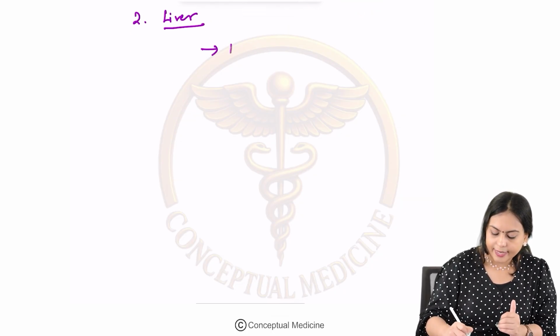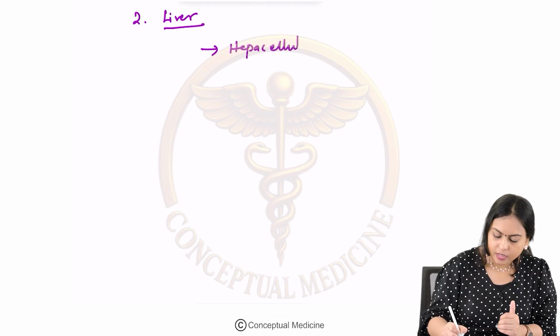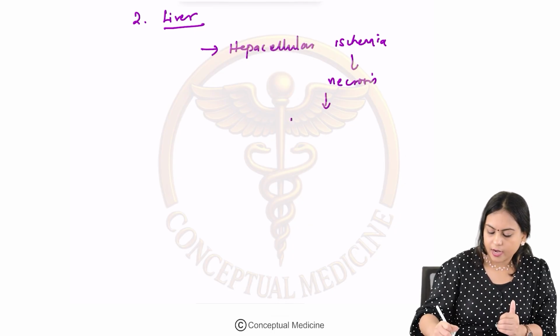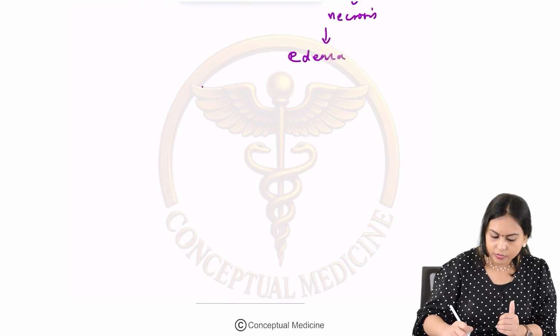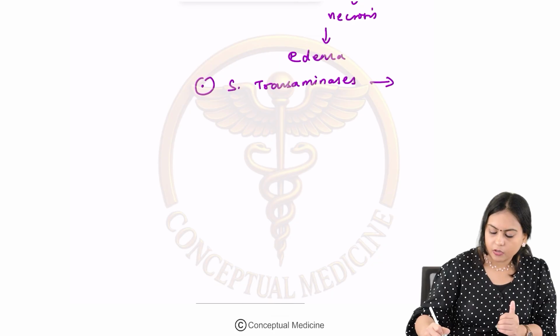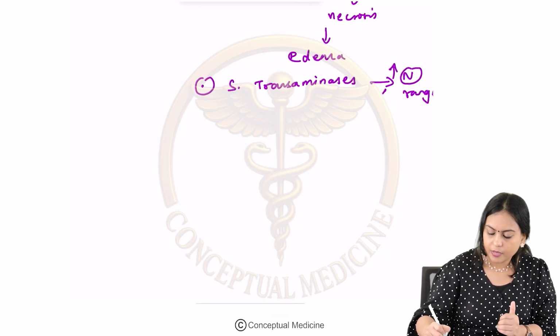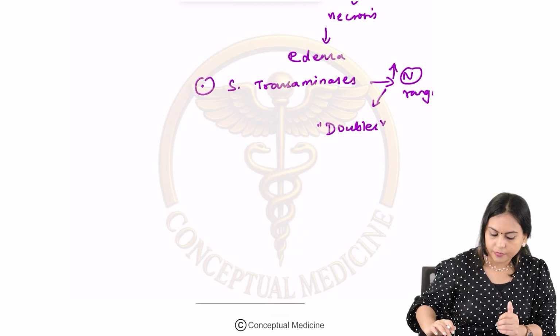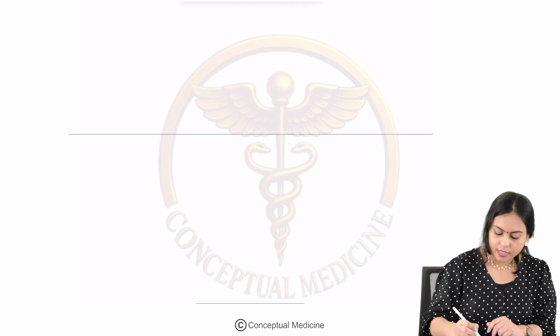Next parameter we have to check is about the liver. In the liver, there can be hepatocellular ischemia that will result in hepatocellular necrosis and hepatic edema also. So, due to this, the serum transaminases rise above the normal range. But remember, this rises to double the normal range. Clear?